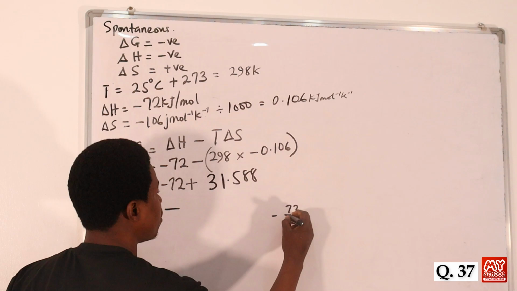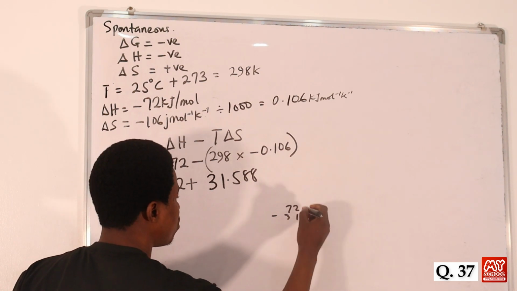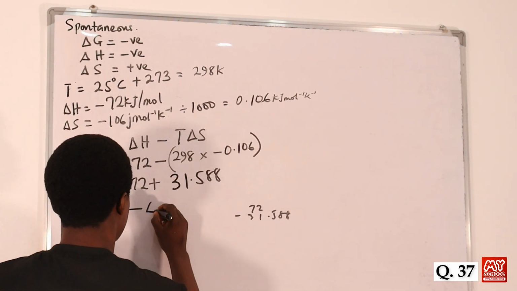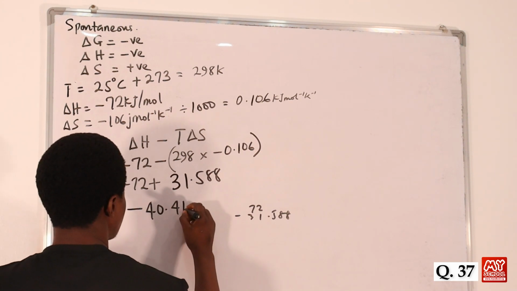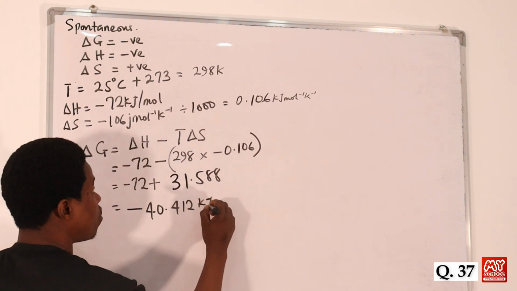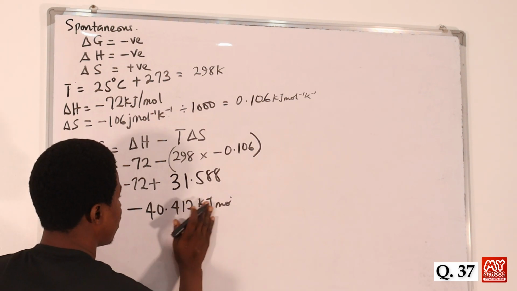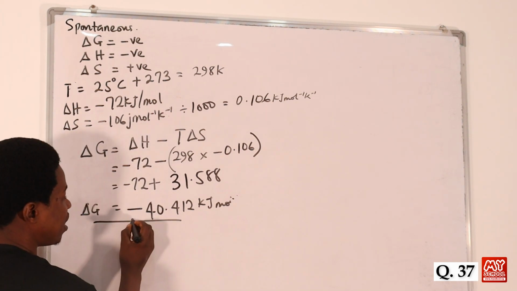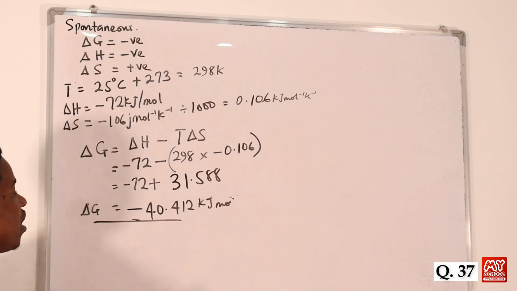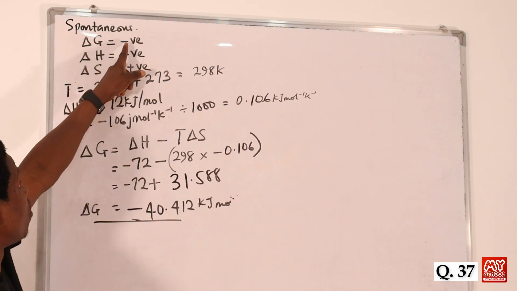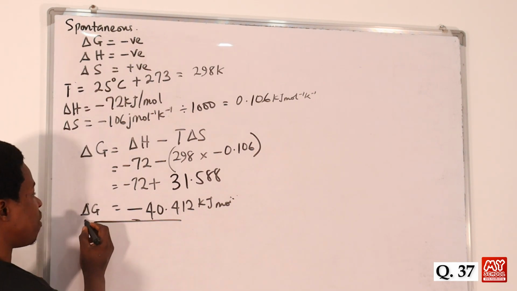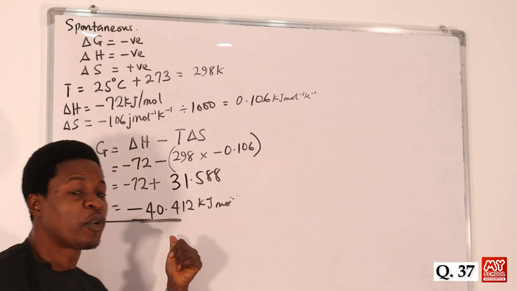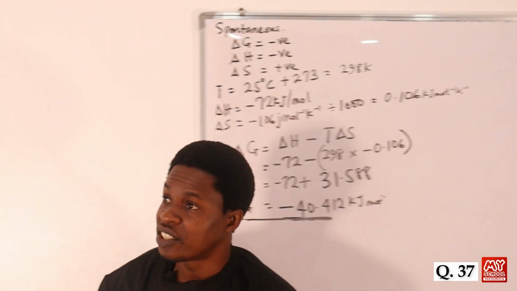By the time you subtract this, 72 minus 31.588, you should have a negative value. Punch that in your calculator, and we have negative 40.412 kilojoules per mole. So what we have here is delta G, which is a negative value. Remember that the condition for spontaneity of a reaction is that delta G must be negative. So the free energy that we have here is a negative value, which means this is a spontaneous reaction.